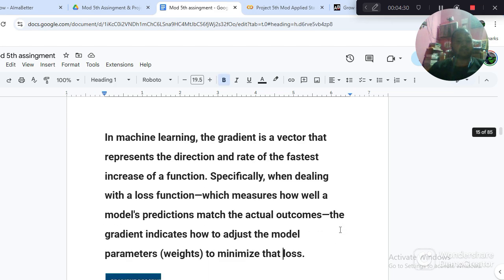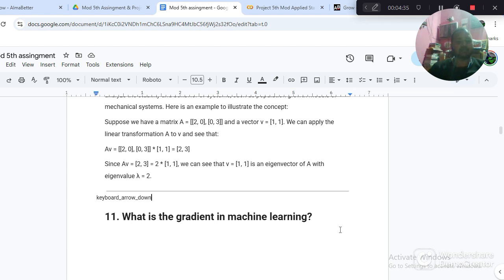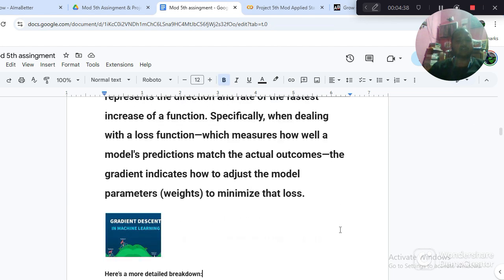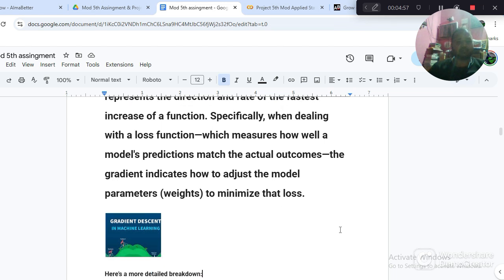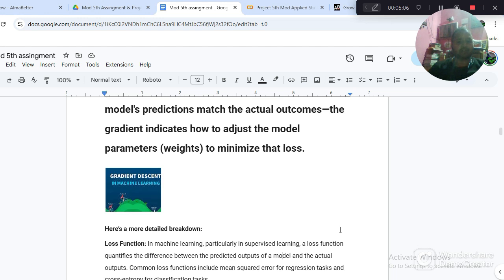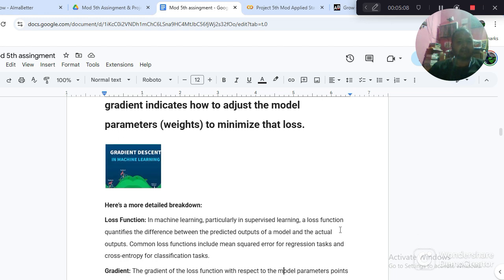Now question number 11. What is the gradient in machine learning? In machine learning, the gradient is a vector that represents the direction of the fastest increase of a function. Specifically, it deals with loss functions, which measure how the model predictions match the actual outcomes. The gradient indicates how to adjust the model parameters to minimize that loss.